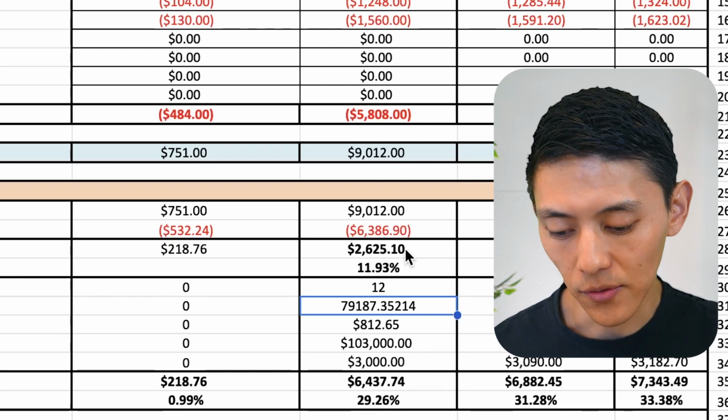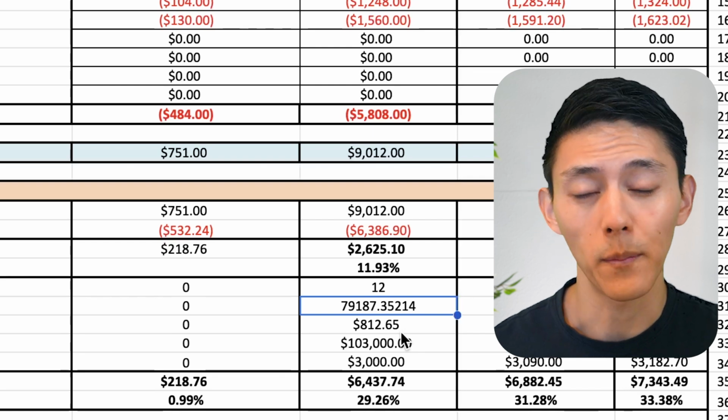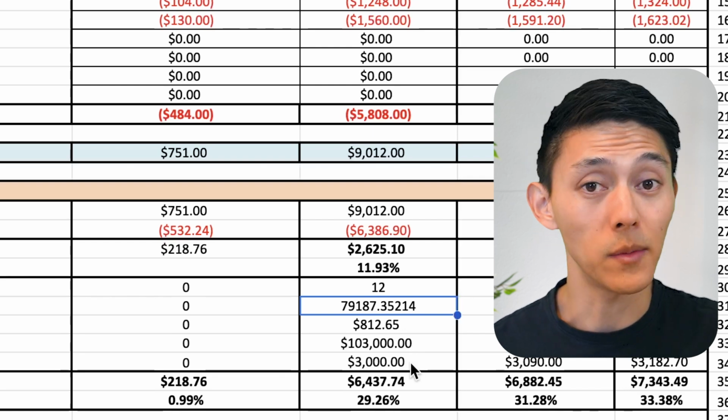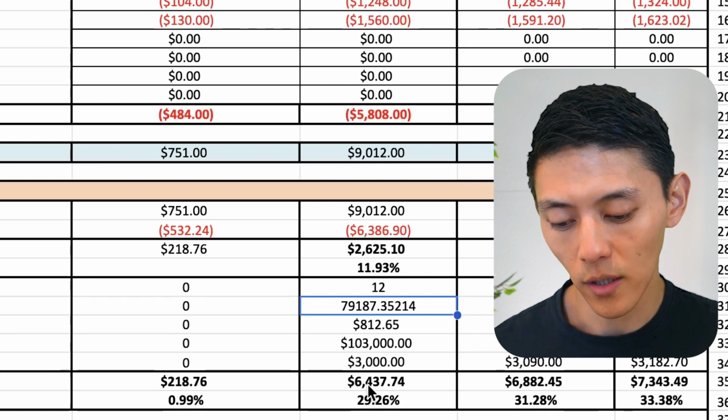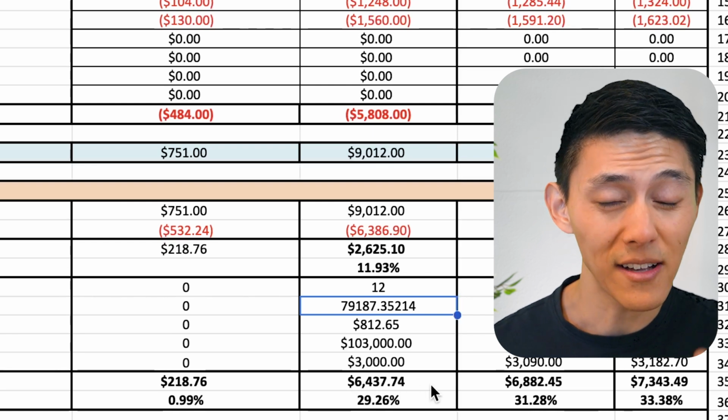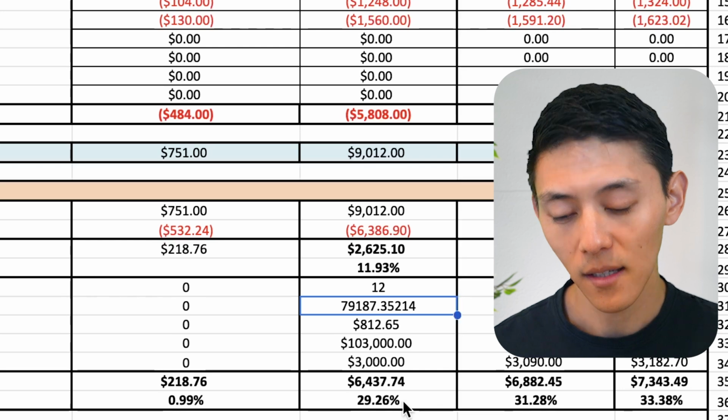So you add in your cash flow, the amount that you actually accrued from paying down your mortgage, and the amount that you gained from the appreciation. So that means that for this 1 year, you've actually gained $6,437. And out of the $20,000 that you put in, that means that you've gained 29%.